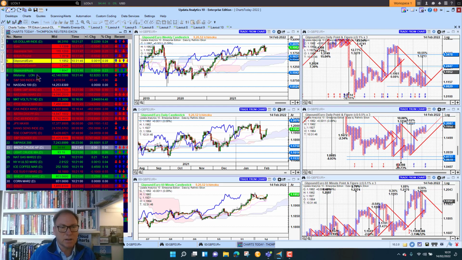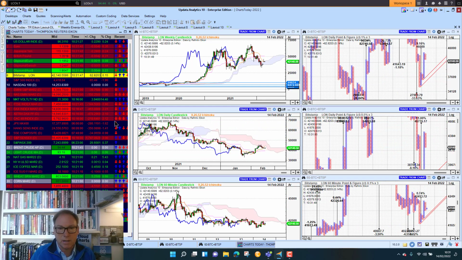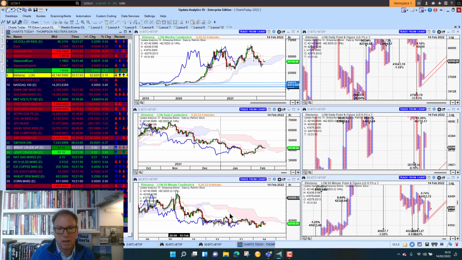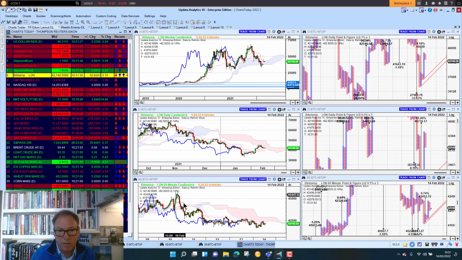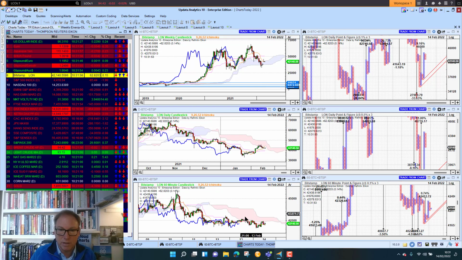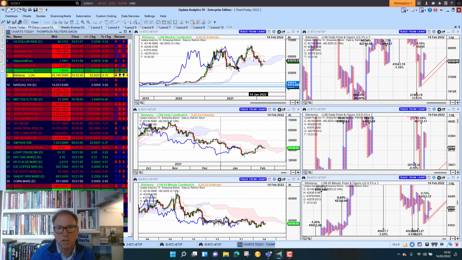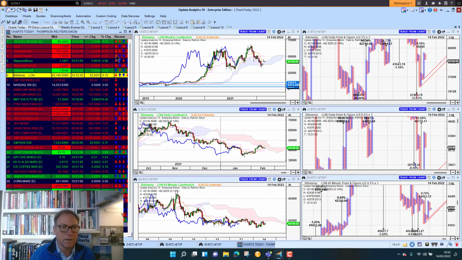Bitcoin sitting steady at $42,000. So we are just holding the gains we've seen, sort of bouncing on the cloud, but we did touch 45,000 at the end of last week. So we have come back a bit and still short-term bearish, but the long-term bullish trend holding the cloud is pretty key.